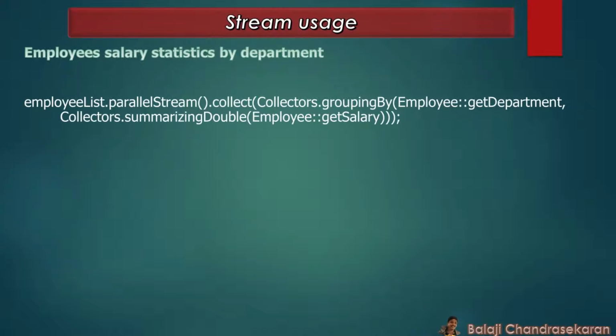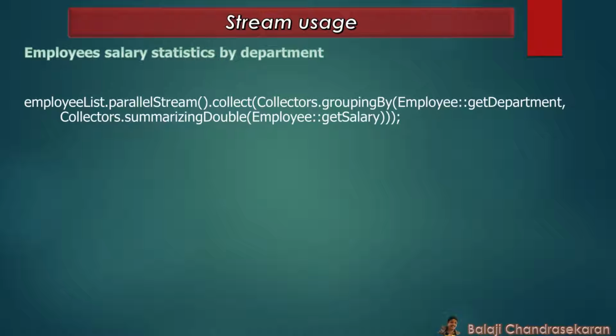This code snippet processes a stream of employees and collects the summary statistics including the count, sum, mean, average and max of their salaries for each department of employees. Here the collect operation is a terminal operation that collects the elements of the stream into a result.